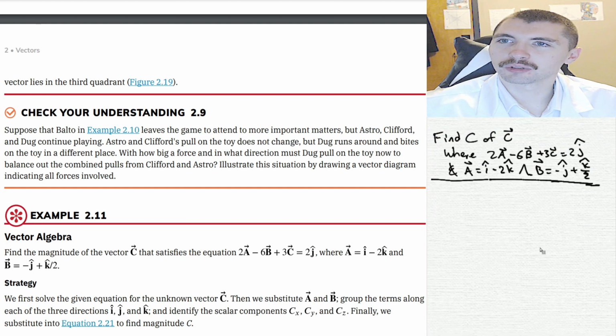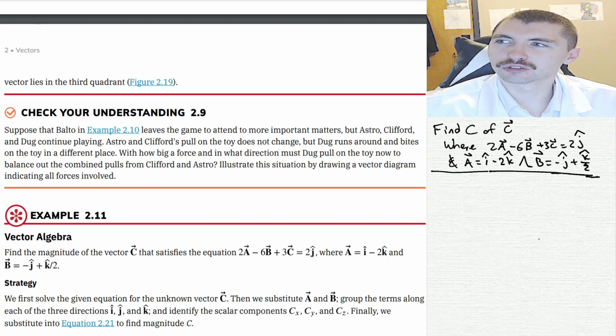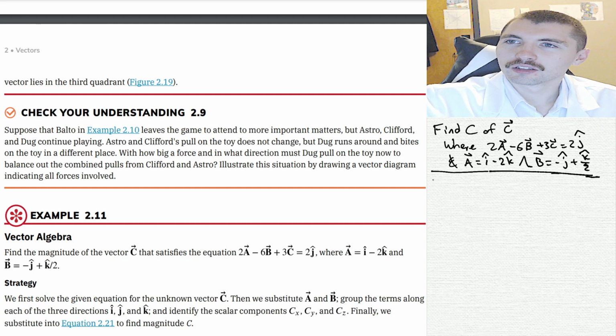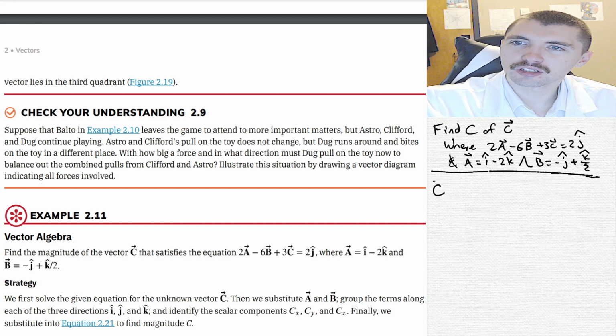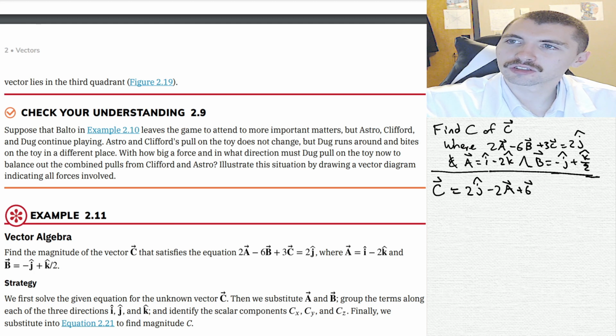All right, so that should make it easier. I just figured out I can scroll on this, so we shouldn't have to erase all the time. So what do we have here? 3C is 2 j hat minus 2 times vector A plus 6 times vector B, over 3.